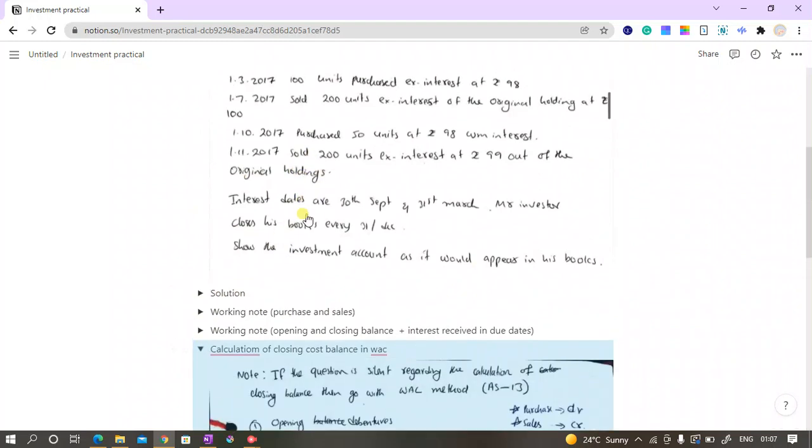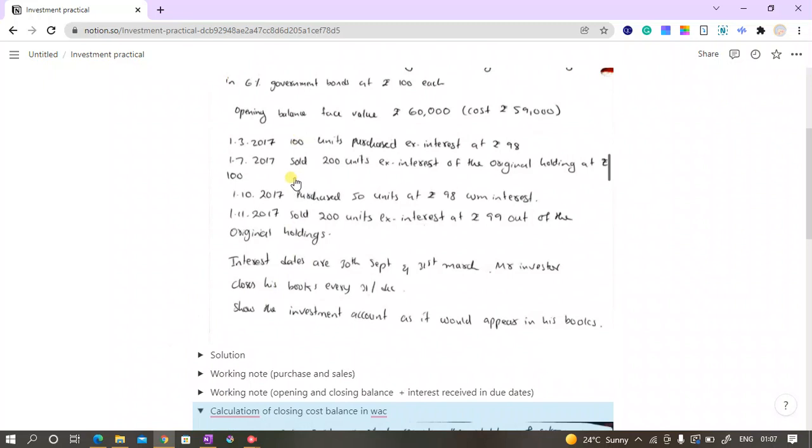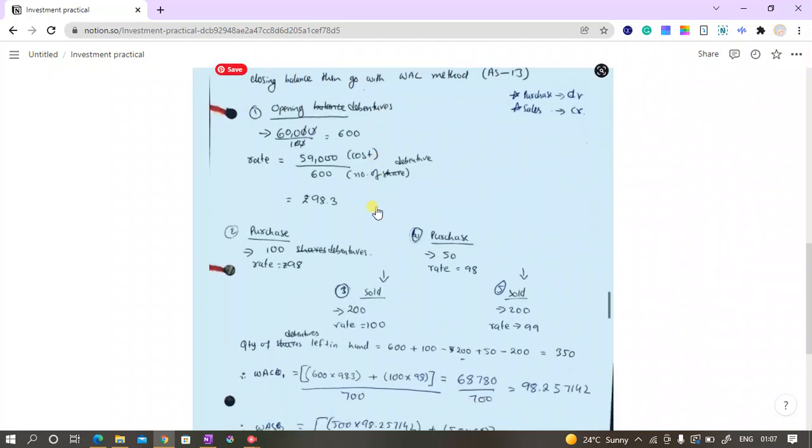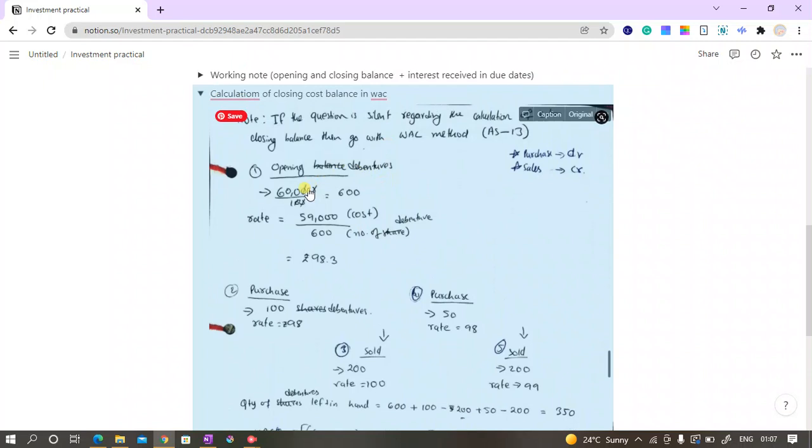Okay, next we will come up with the WACC calculation of closing balance. Remember here, according to the accounting standards AS 13, if the question is silent regarding the calculation of closing cost balance, then we must go with the WACC formula. So if the question is silent regarding calculation of closing, then go with the WACC method. How do we calculate the WACC? WACC is very simple.